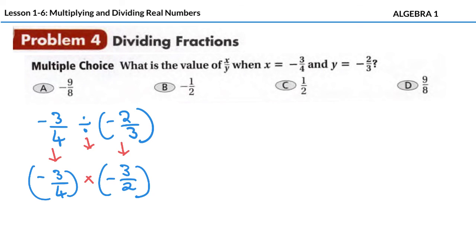So now we know how to multiply two fractions. Multiply the numerators and then multiply the denominators. So negative times negative is positive, 3 times 3 is 9, 4 times 2 is 8. Simple. So keep the first fraction as it is, change the division sign to a multiplication sign, take the reciprocal of the second fraction and then multiply the two fractions. So let's try another problem and see whether you got it or not.